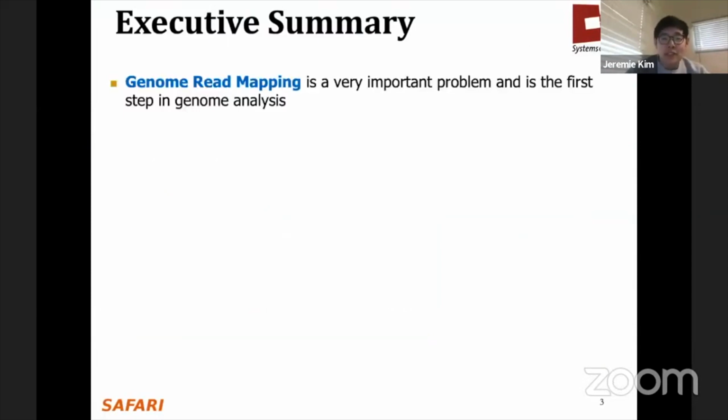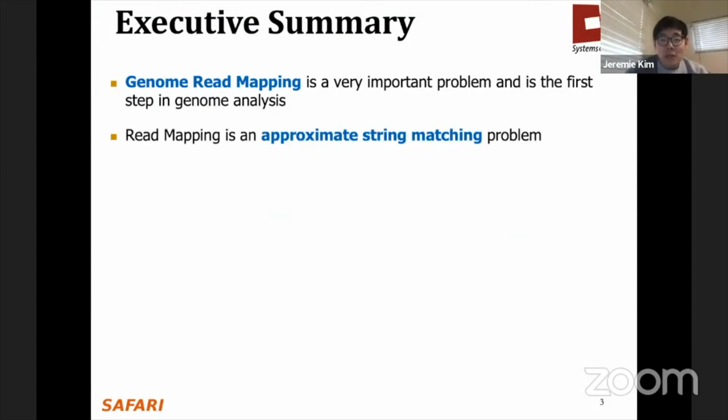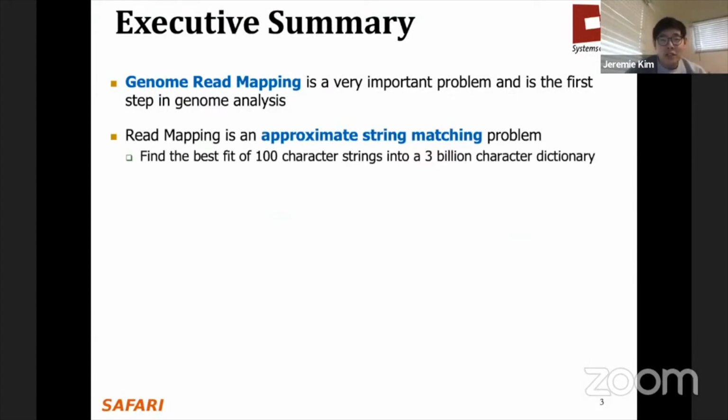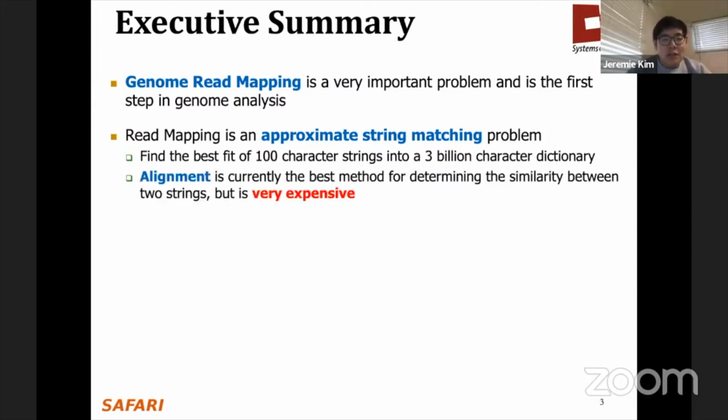Genome read mapping is a very important problem and is the first step in genome analysis. Read mapping is an approximate string matching problem. For the problem that we're particularly looking at, we are trying to find the best fit of 100 character strings into a 3 billion character dictionary, and that 3 billion character dictionary is the human genome. So alignment is currently the best method for determining the similarity between two strings, but it's very expensive as it relies on an n-squared dynamic programming algorithm.